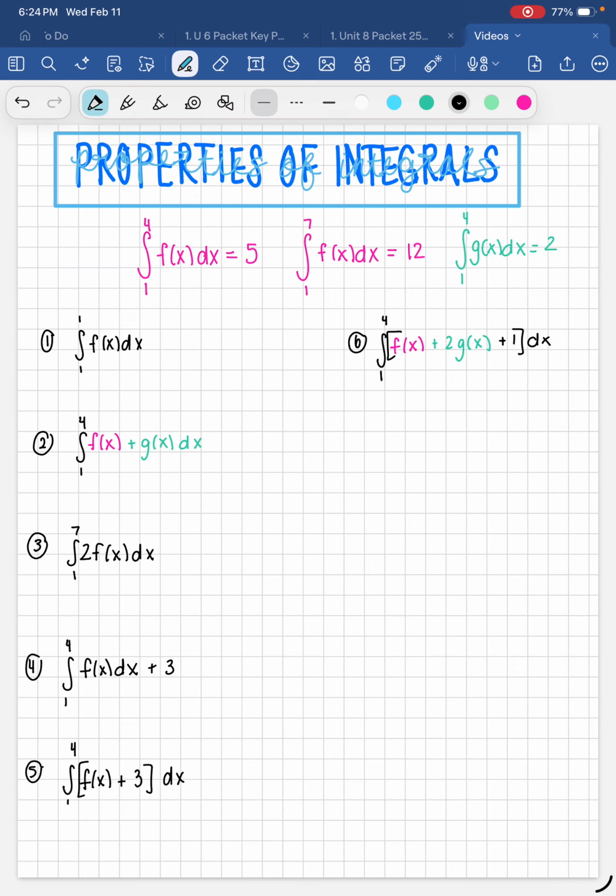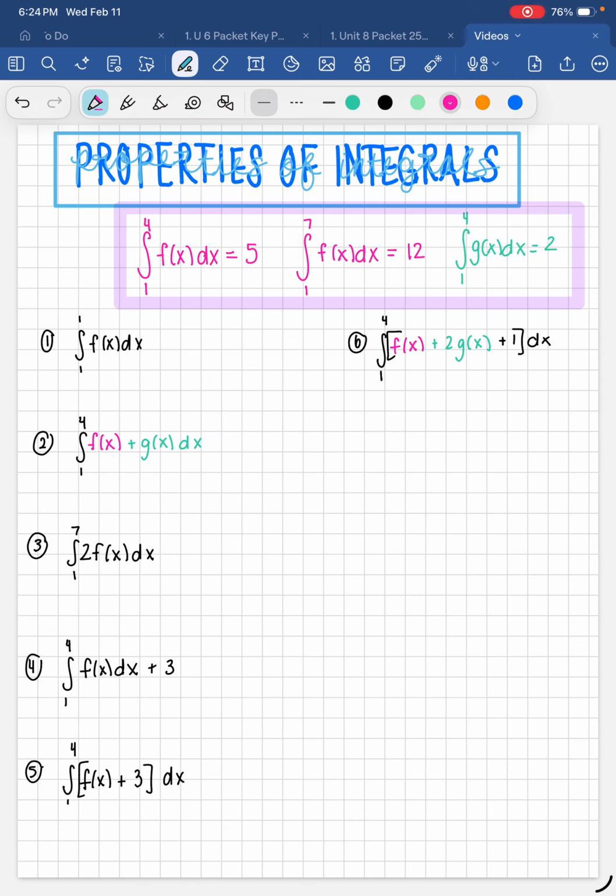So let's see what we got going on. Usually in a properties of integrals question, they're going to give you some information about some integrals. If you look at what I'm boxing here in purple, they tell us the integral from 1 to 4 of f, the integral from 1 to 7 of f, and then I color coded and did another integral from 1 to 4 of g. Okay, so the first property, and remember what the integral is, it's the area under the curve.